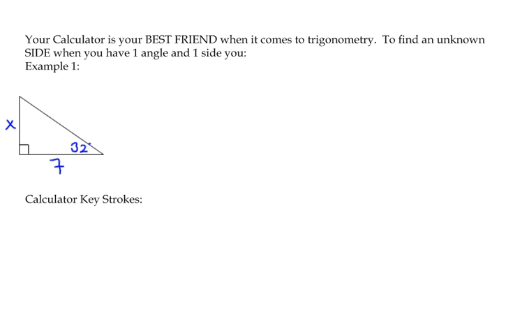We're going to label our sides. So according to which angle? 32. They gave us 32, so we're going to use 32. If they gave us both angles, we could use any one we want. So let's use 32. What would x be called? It's opposite. And 7 would be adjacent. Adjacent's between the angle and the 90.